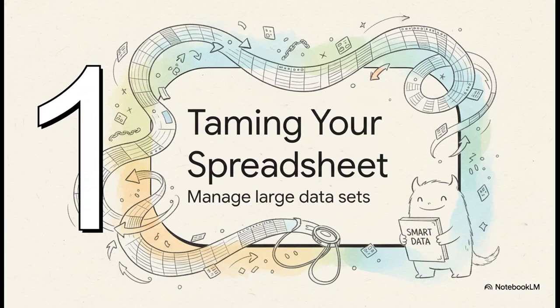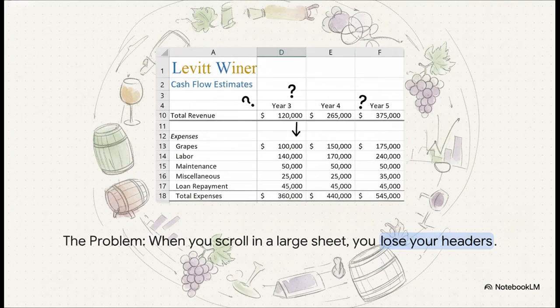First things first, before we can make our data smart, we have to make it usable. And that means taming those massive spreadsheets. You know, the ones that just seem to scroll on forever? We've all been here, right? You're way down deep in this winery's cash flow sheet, you scroll down to look at, say, loan repayment, and poof, wait a minute, which column was year 4 again? The headers are gone, you lose all context, and you end up playing that frustrating game of scrolling up and down, up and down. It's just so inefficient.